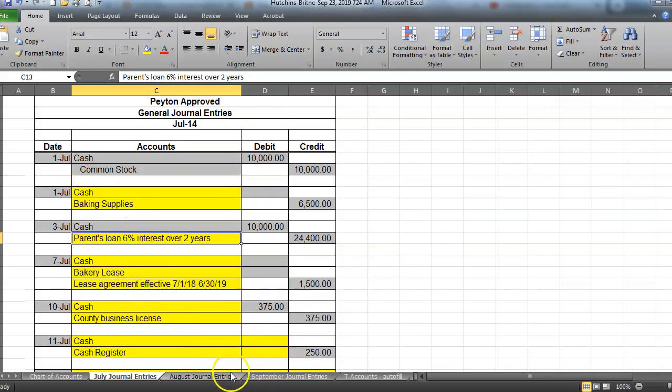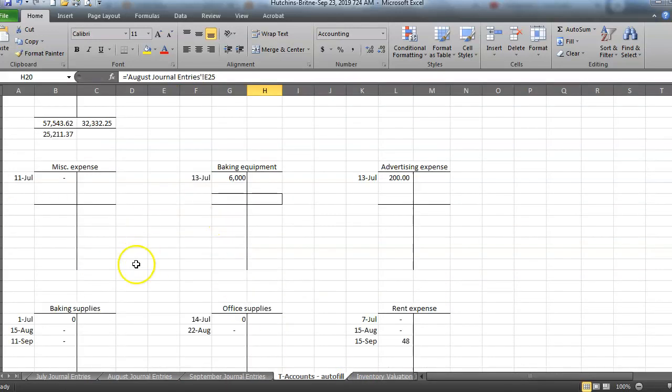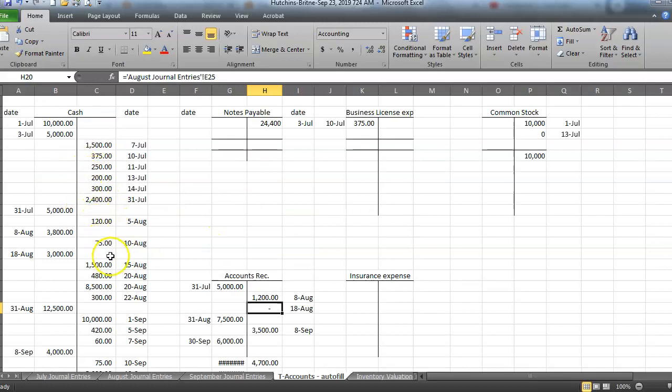And you'll notice how important that's going to be when you transfer your transactions over to your T accounts and trial balance. I hope this is helpful to you, and by all means, please reach out to me with any further questions or comments.